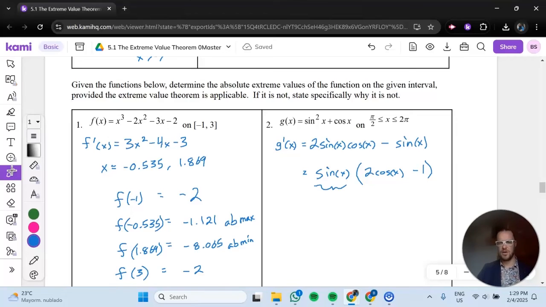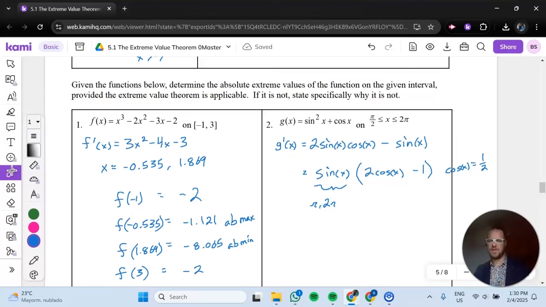So this one, we know that sine is going to be 0 at pi and 2 pi and 0, et cetera. Now, I'm not including 0 in this case because 0 is outside of our domain, so I just included pi and 2 pi. Now, for this one, I've got that 2 cos x minus 1 needs to be 0, which basically means I'm looking for when cos of x is equal to 1/2. That happens in quadrant 1 and 4.